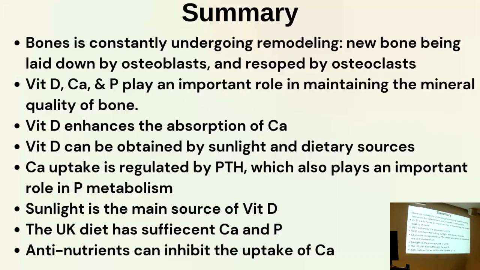Vitamin D, calcium and phosphorus, they all play an important role in determining that bone quality, right? Vitamin D enhances the absorption of calcium. Vitamin D, you get it from the sunlight and from dietary sources. Our calcium uptake is regulated by parathyroid hormone and vitamin D, which also interact with phosphate metabolism. Our main source of vitamin D is sunlight, although getting enough of it can be an issue. But the UK diet, thankfully, has got enough calcium and phosphate in it, so that's not an issue, for some people at least. Anti-nutrients impair the uptake of calcium, so we've got to be aware of that.